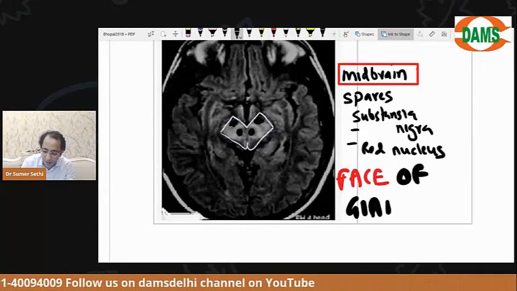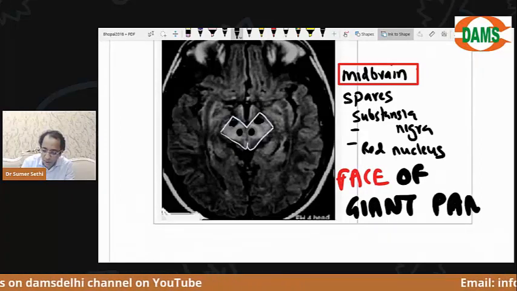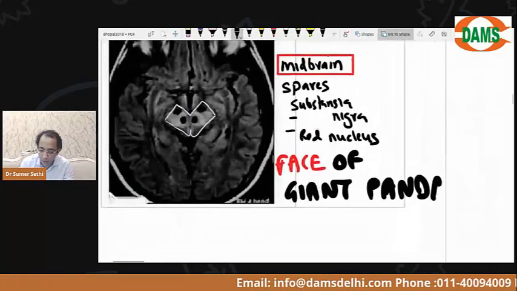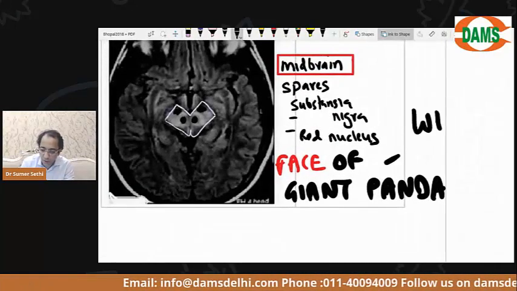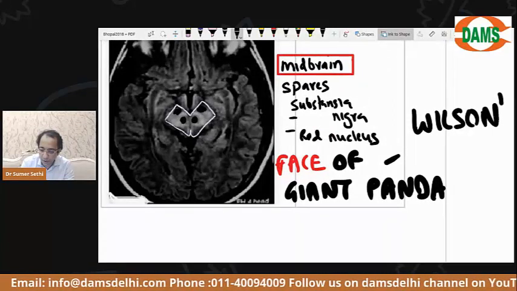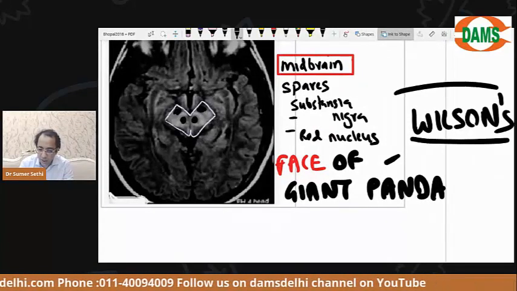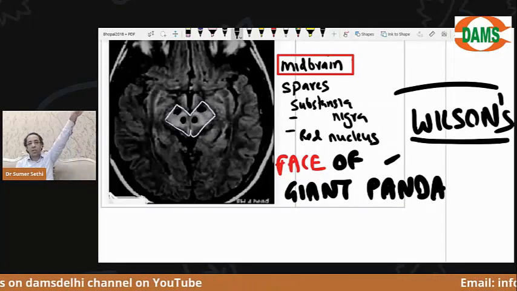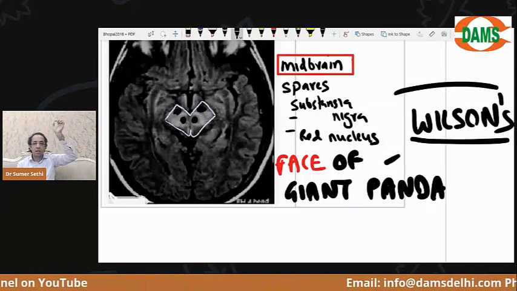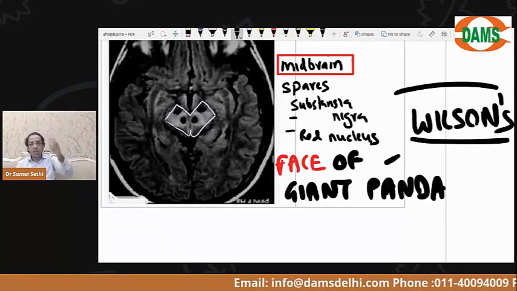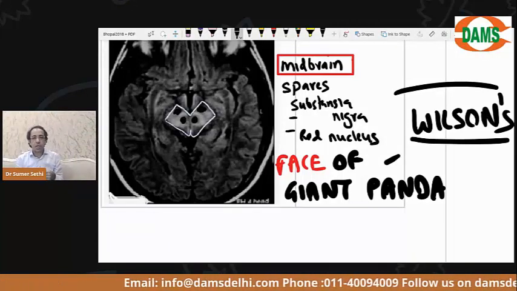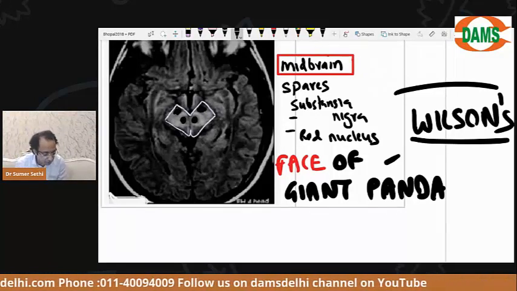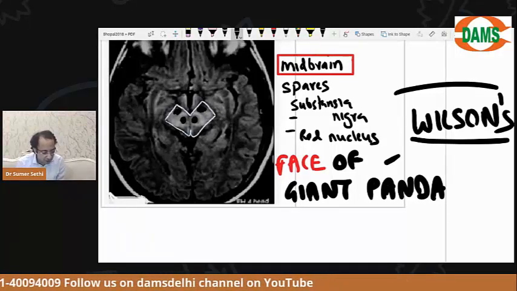Anybody, have you heard of this before? Which disease, which you have been studying since first year, has the face of the giant panda on MRI? Its name is Wilson's disease. Wilson's disease involves the brain. You remember it has hepatico-lenticular striatal involvement. It involves the basal ganglia, it involves the midbrain, and in the midbrain, it spares the substantia nigra and red nucleus, giving rise to a characteristic appearance called the face of the giant panda appearance.